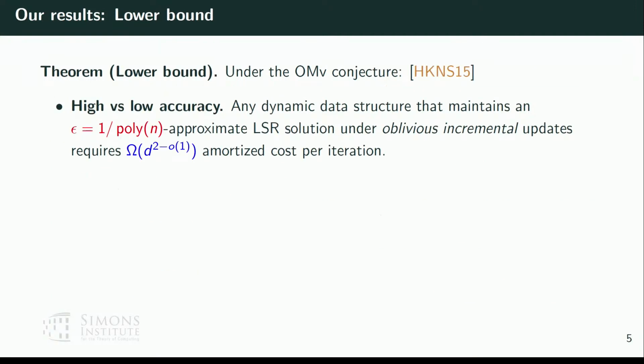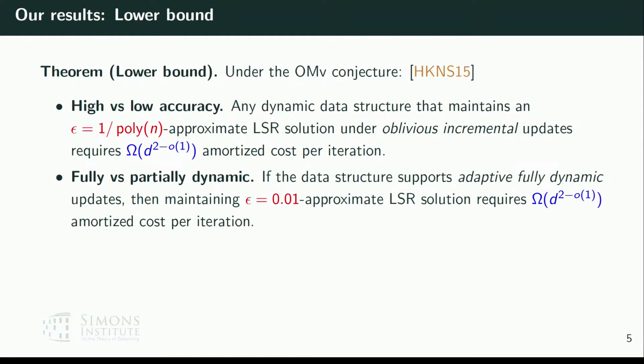So our lower bounds are all conditional lower bounds based on the OMv conjecture, which I will say in more detail when I go to the later sections. Under the OMv conjecture, we show that if we want a data structure to maintain a very high accuracy, 1/poly, approximate least square regression, even under the easiest oblivious and incremental updates, then this would take d squared time. So it means we cannot possibly get some running time that looks like d times log 1/epsilon, because that would break this lower bound. So this basically means we cannot improve that poly dependence on 1/epsilon to some log dependence.